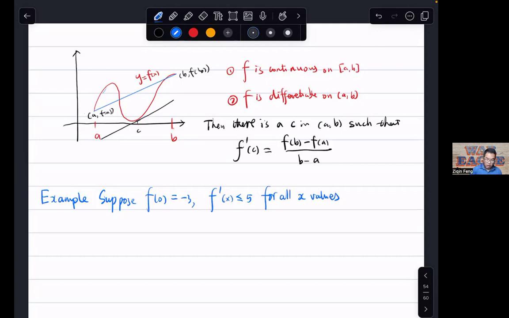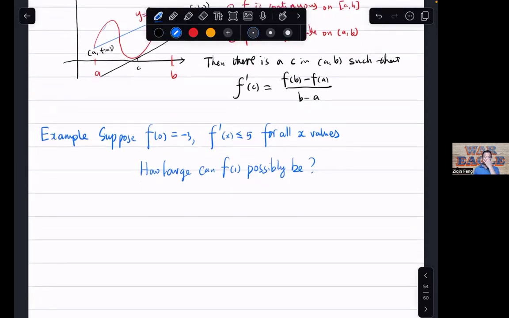So we want to know how large can f of 1 possibly be. That's our question, a standard application of the mean value theorem. You are given the information of the derivative, and you are given one function value. You want to try to get some restriction on the second value. Because the derivative is not too big, f of 1 cannot be arbitrarily big, because otherwise you get some contradiction. So let's try to do this.